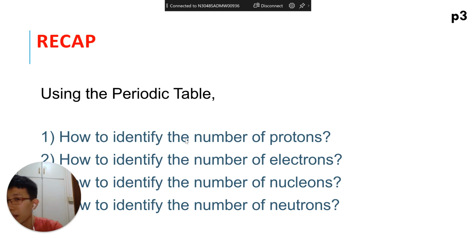Hi students. So for last lesson, we went through how to use the periodic table to identify the number of protons, electrons, nucleons, and neutrons of an element. This one is in chapter 8. Okay, so now let's move on. Let's do a quick recap.